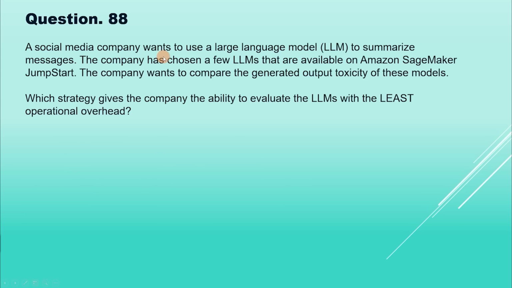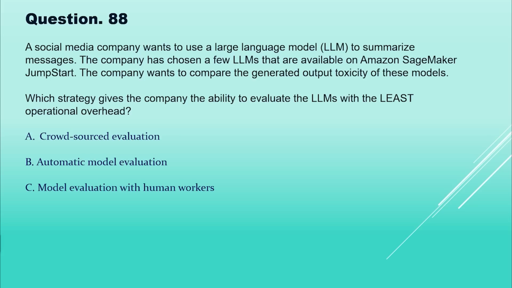A social media company wants to use a large language model to summarize messages. The company has chosen a few LLMs that are available on Amazon SageMaker JumpStart. The company wants to compare the generated output toxicity of these models. Which strategy gives the company the ability to evaluate the LLMs with the least operational overhead? Here are the options: option A, crowdsourced evaluation, option B, automatic model evaluation. Option C, model evaluation with human workers. Option D, reinforcement learning from human feedback. Try to guess the correct answer.